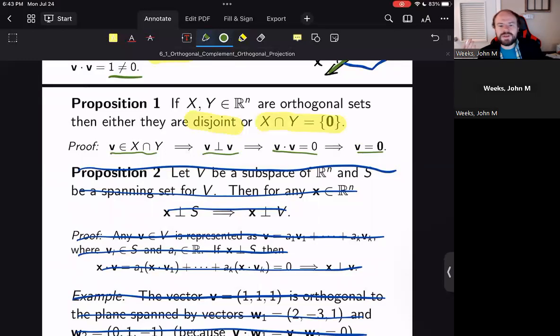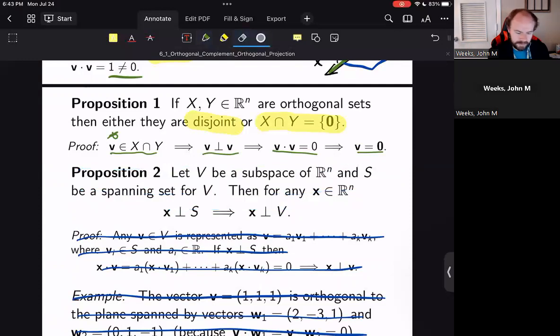Now, in general, if you have that they're disjoint, you can't even find this vector to begin with. So that would mean that there is no intersection between X and Y, hence this other part of this proposition here. Well, continuing on here, proposition 2, let's say that V is now no longer a set, but let's take a look at a subspace of R^n. And let's let S be a spanning set for V. So in some sense, we're going to take S to be the generating set for V.